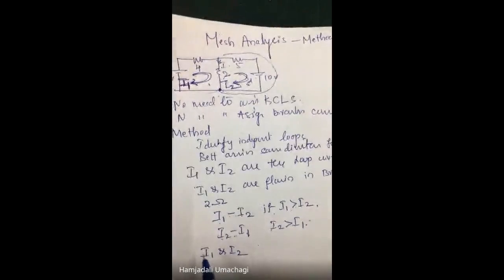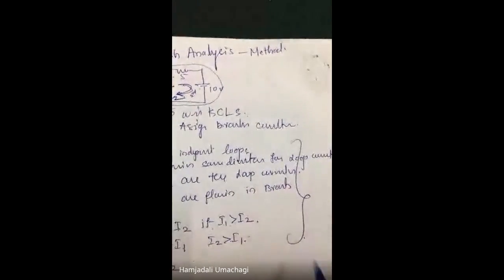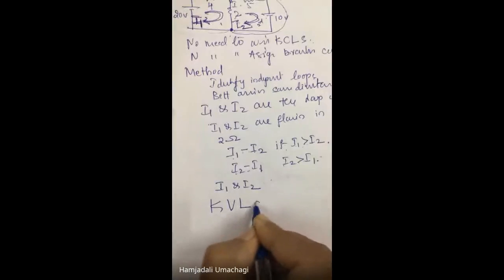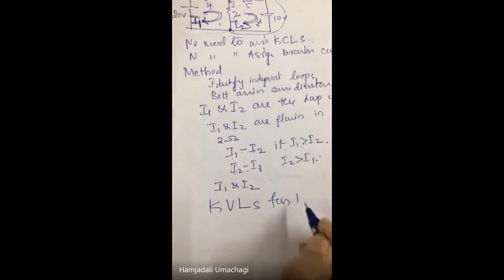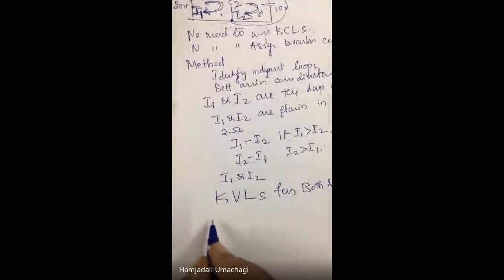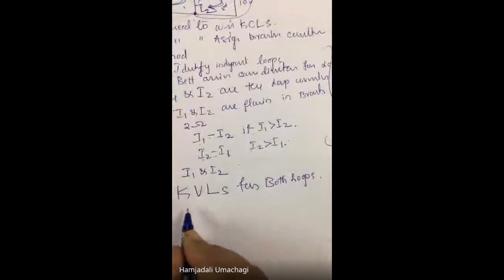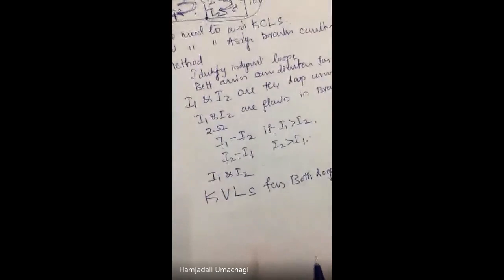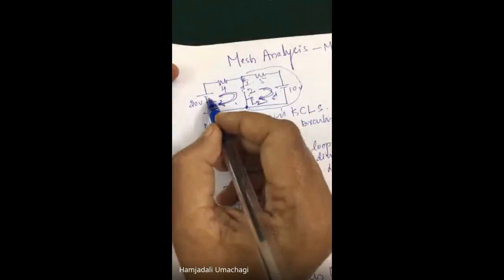After these steps, now I am going to write KVLs for both the loops. What is the KVL for the first loop? I am moving in a clockwise direction.